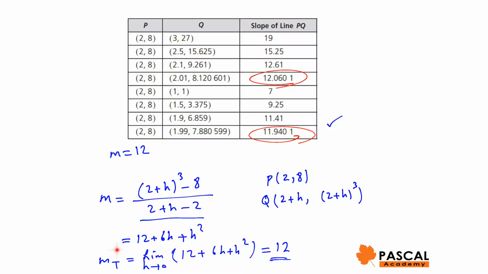Next part is asking to find the slope of the tangent line using this expression. We know the slope of the tangent line is the limit of the slope of the secant line as h approaches 0. When h is getting close to 0, 12 plus 6h plus h squared is getting close to 12. Next part is asking to make a comparison between the result in the table and the result in this part. They are the same.